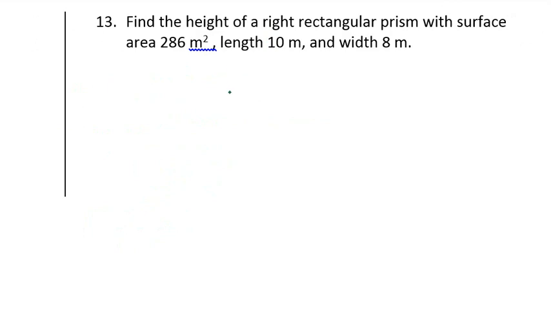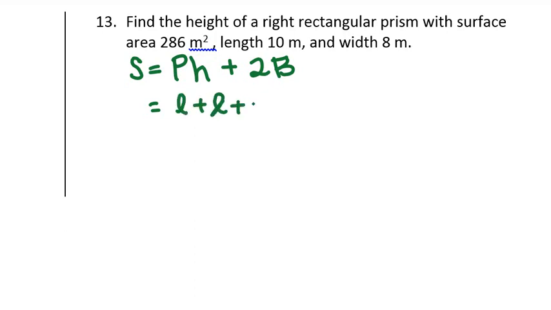Number 13, find the height of a right rectangular prism with a surface area of 286 meters squared and a length of 10 and a width of 8. So this time we have a rectangular prism, and we're given the surface area. So the equation for surface area is capital P, the perimeter of the base, times the height, plus 2 times the area of the base. So now we have to think, if this is a rectangular prism, then the base is going to be a rectangle. So in order for me to find the perimeter of the base, we're going to do length plus width, right? Because we have 4 sides of that rectangle. That'll be my perimeter of the base.